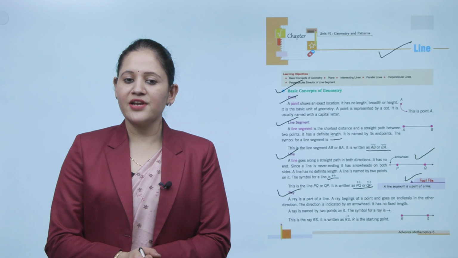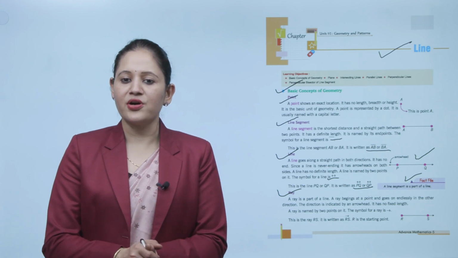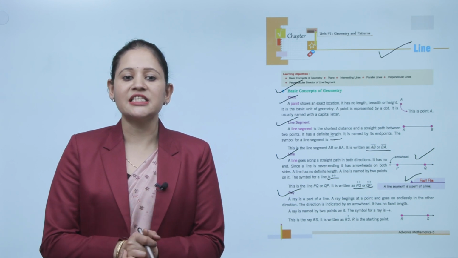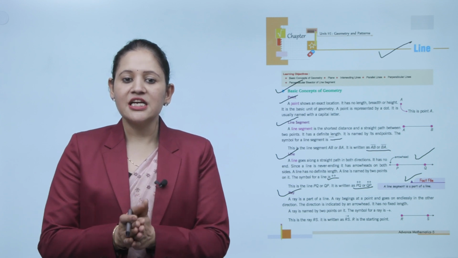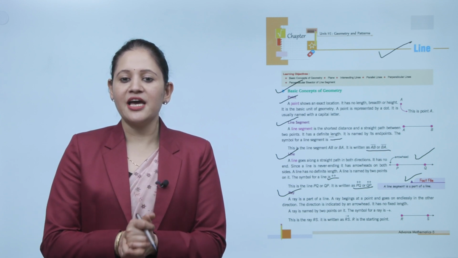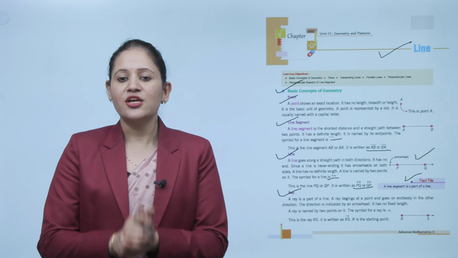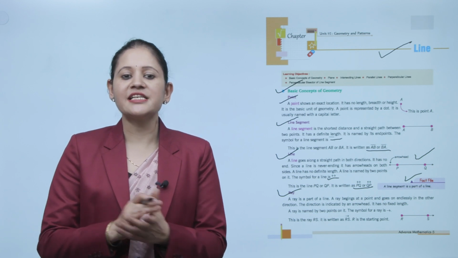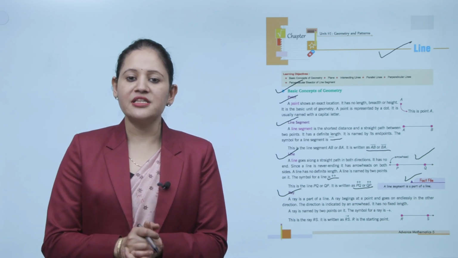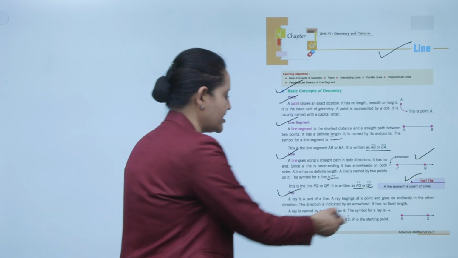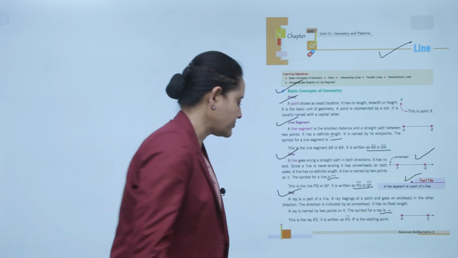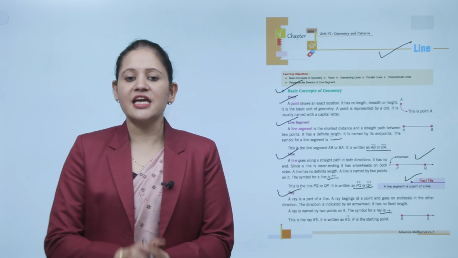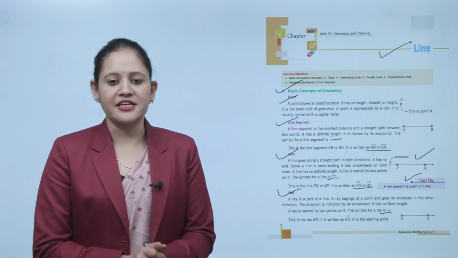Next is ray. A ray is a part of line. A ray begins at a point and goes on endlessly in the other direction. The direction is indicated by an arrowhead. It has no fixed length. A ray is named by 2 points on it. The symbol for the ray is this one-side arrow. This is the ray RS, written as ray RS.